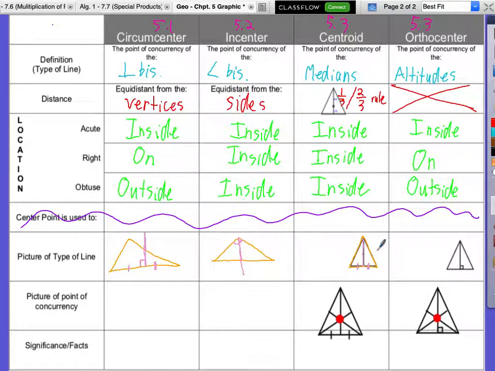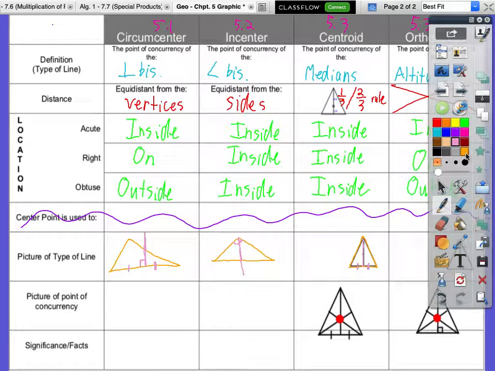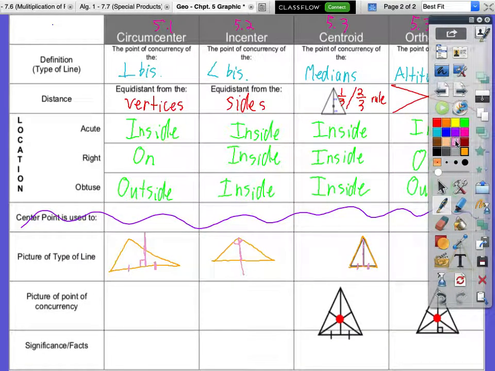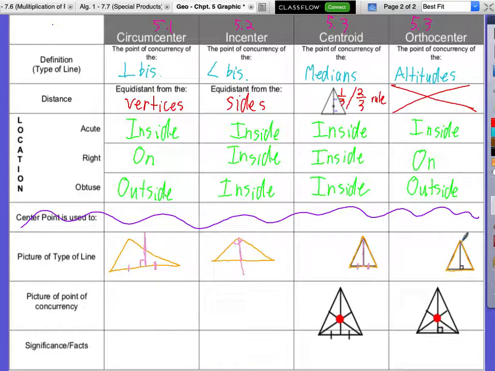It doesn't have to be perpendicular in this one. It looks like it might be, but that's a coincidence. And then we have our last one, an altitude. Altitude goes from the vertex still, just like a median did. But this one, instead of being at the midpoint, goes to the opposite side perpendicularly.